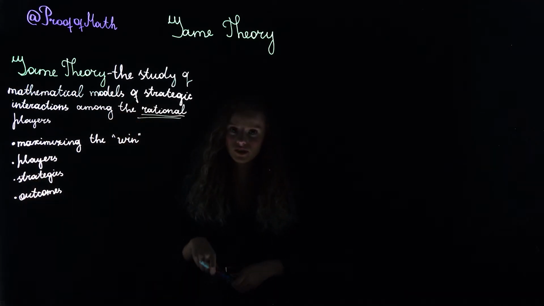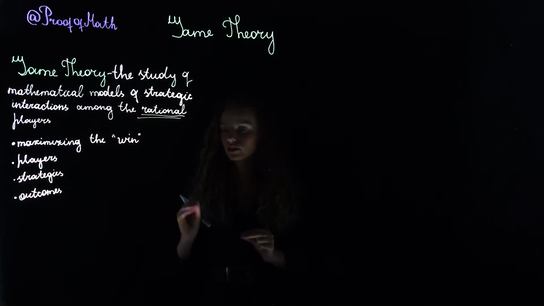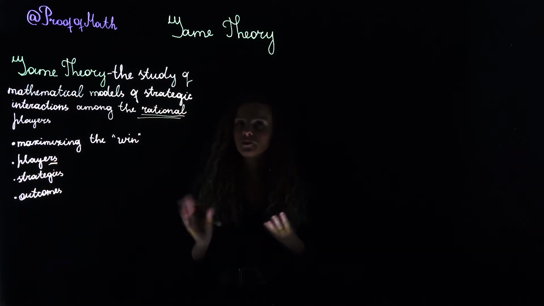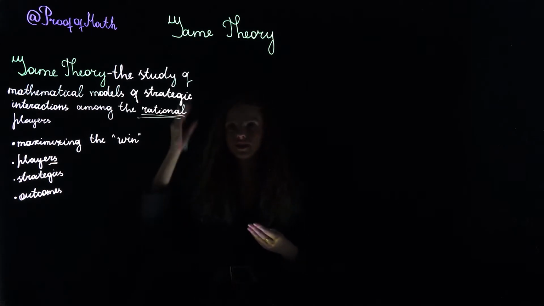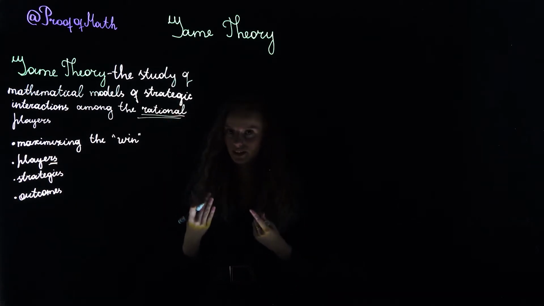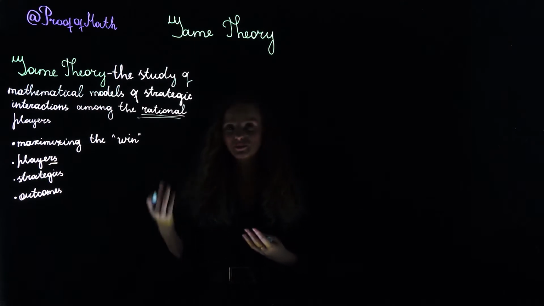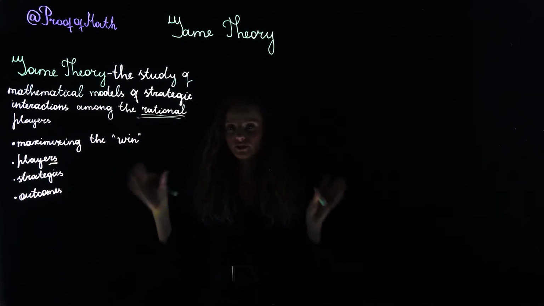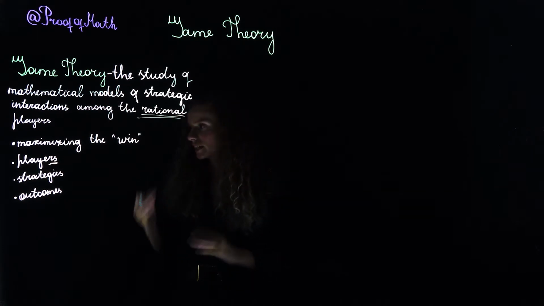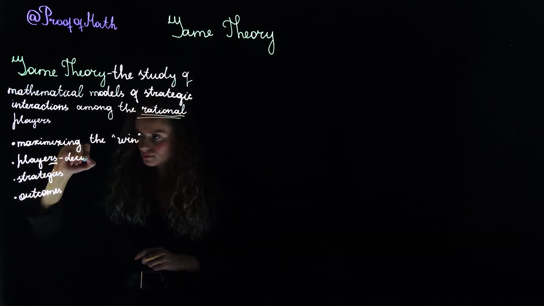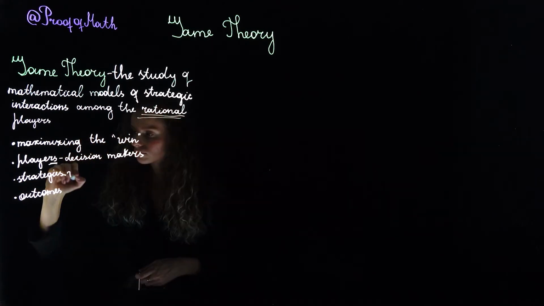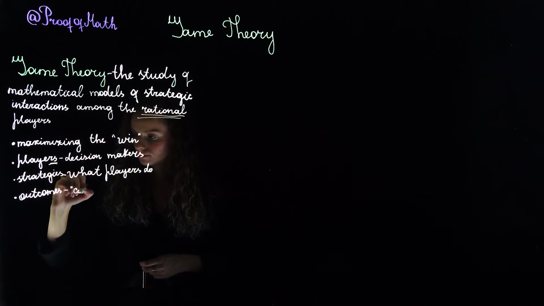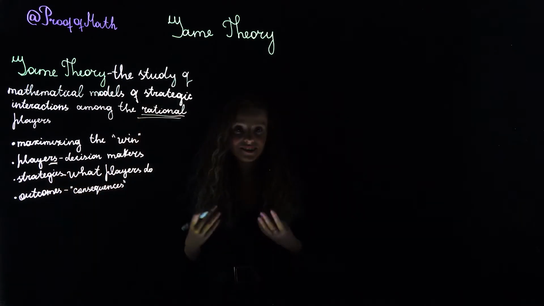Another important thing to note is that there have to be several players, multiple, because something like a game of Sudoku is not really game theory, as there is only one player. Something like Monopoly would be game theory. Chess, a perfect example. So, players are your decision makers. Strategies are what players do. And outcomes are just outcomes or consequences.